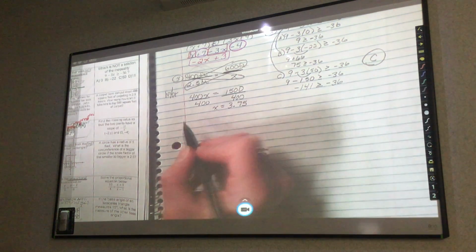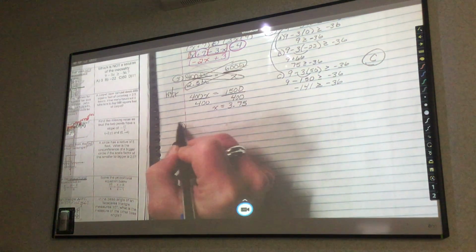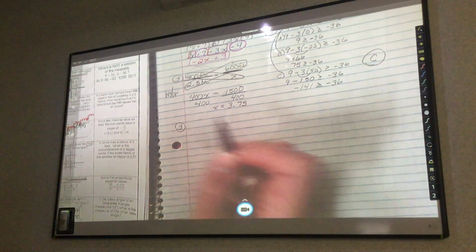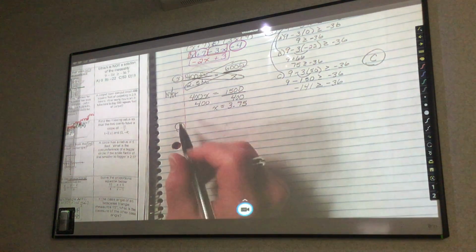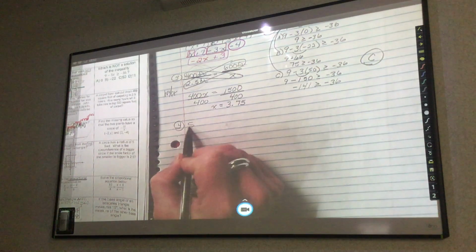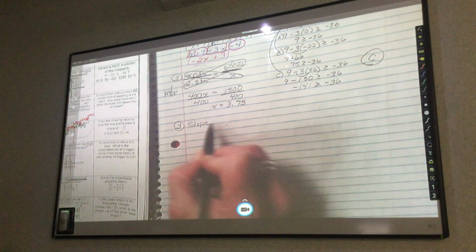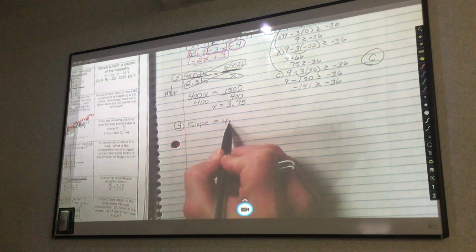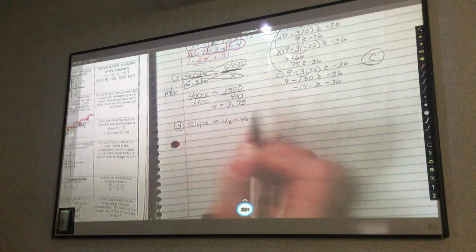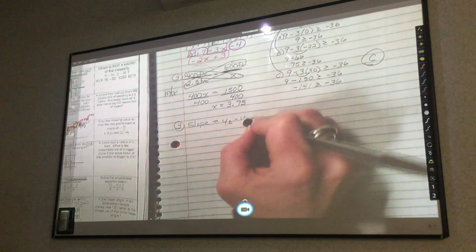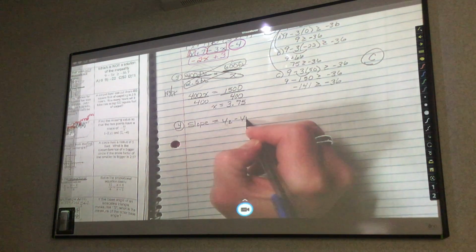Okay, number 4. Find the missing value so that the 2 points have a slope of negative 13 halves. Did you guys write down the formula for slope? Yes. If not, you better be doing it. Oops. It would be y2 minus y1. Tell me what's next.